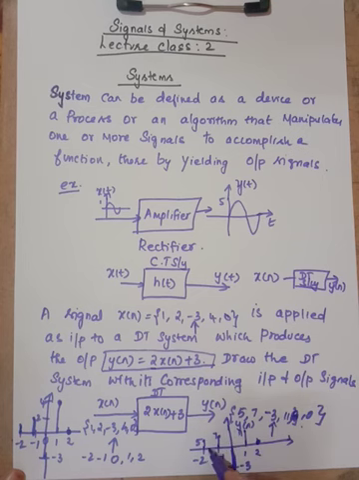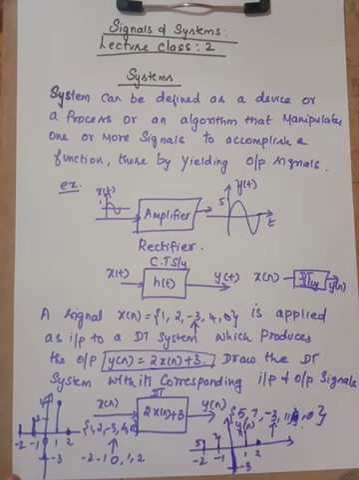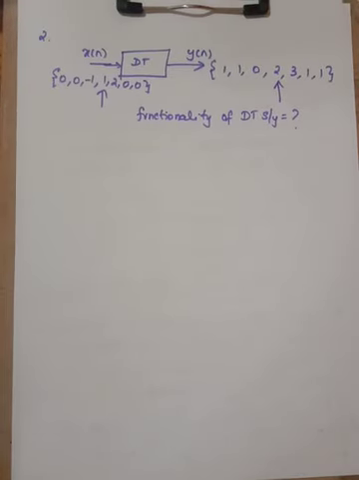Similarly, in this method also you can draw this straight line and mark the values. So in this form also you can represent it. So this is the functionality of a system. Now in this problem, the system multiplied the input with 2 and added the result with 3.